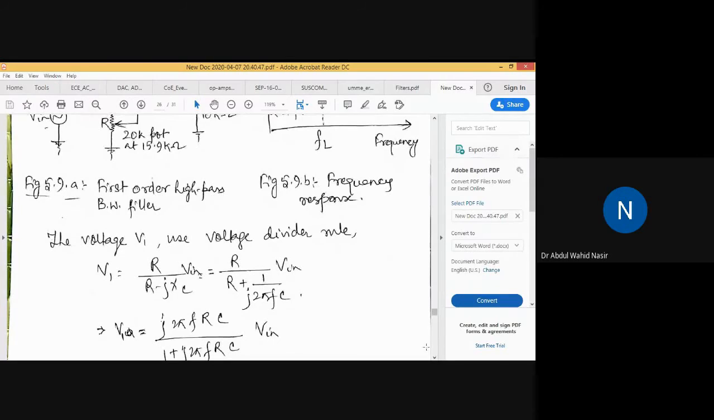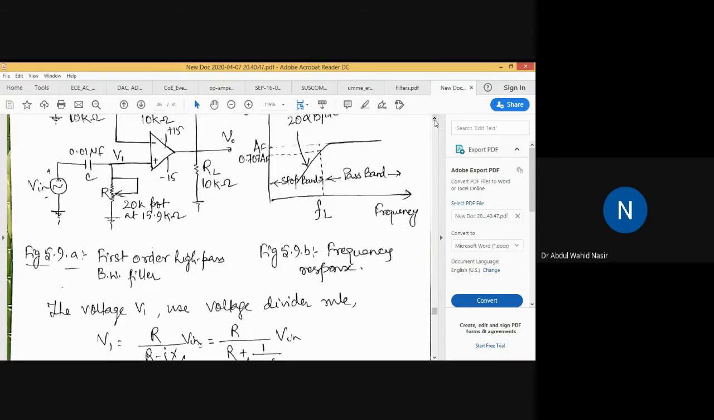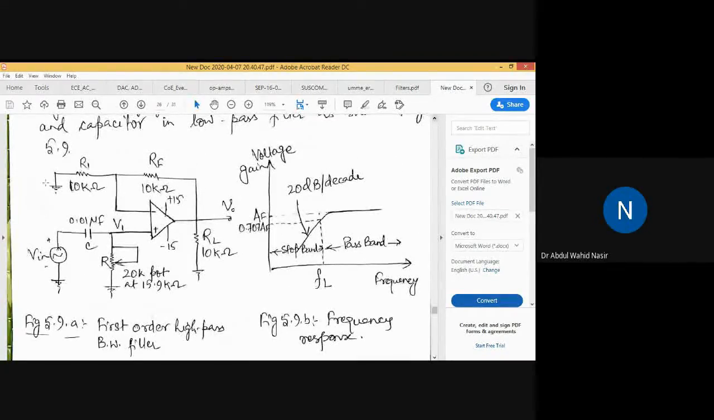Now, how do we obtain the voltage gain for the first order high pass filter? What is voltage gain? Voltage gain means V output by V input. We will use the same method that we used for the low pass filter. If you see the circuit diagram, how can we write V naught?